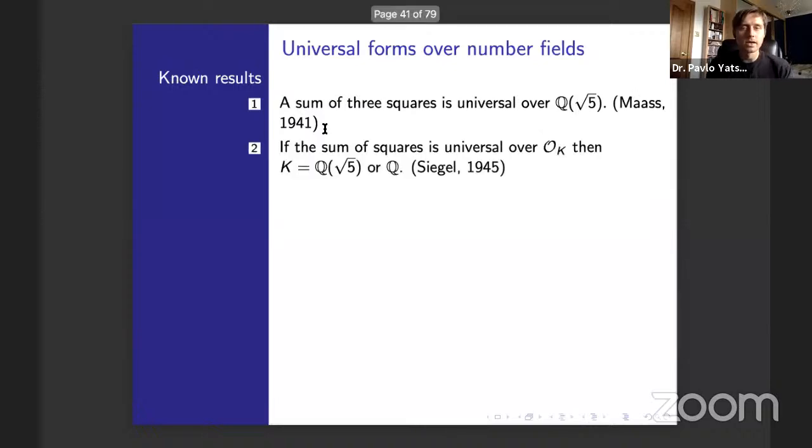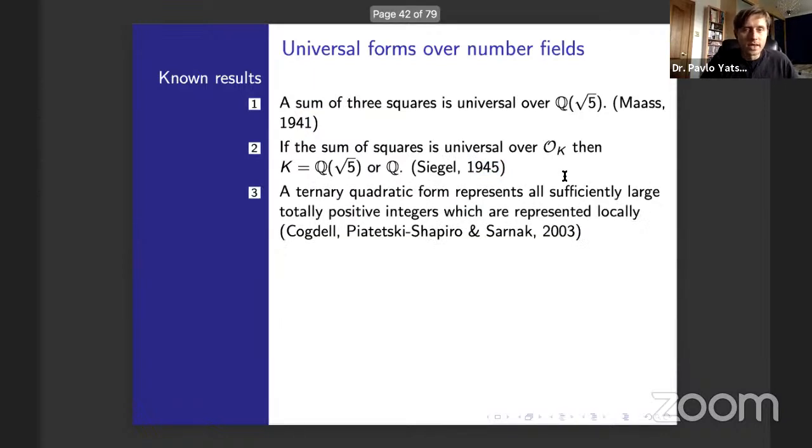Then Siegel came and showed that the sum of squares is universal over a totally real number field if and only if this number field is either Q adjoined square root of 5 or the rational numbers. So basically for every other number field, there exist some integers which are not represented as a sum of squares. As you can see, there's not a big gap between the two results of Siegel and Maass.